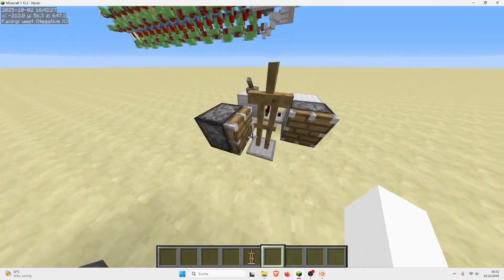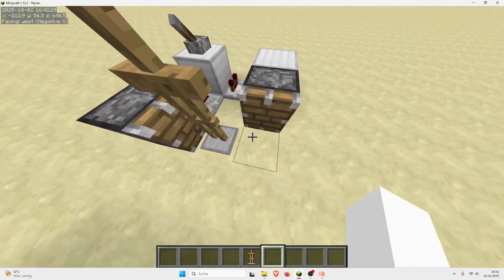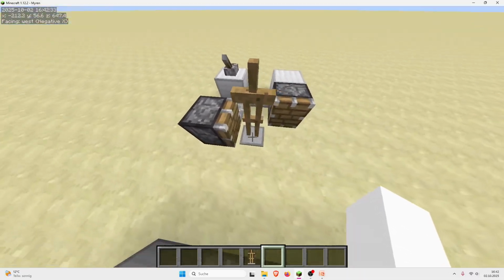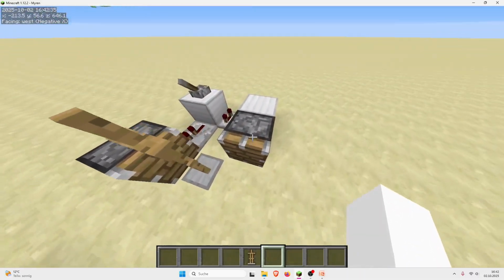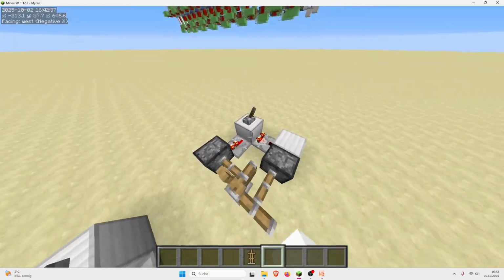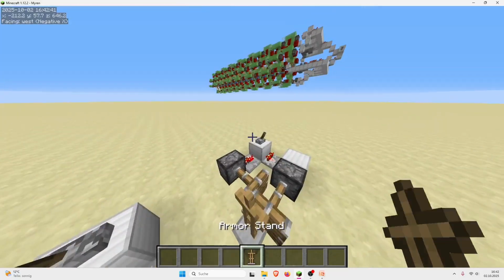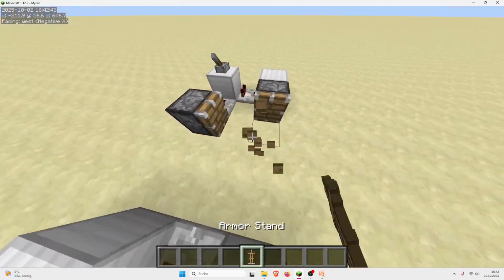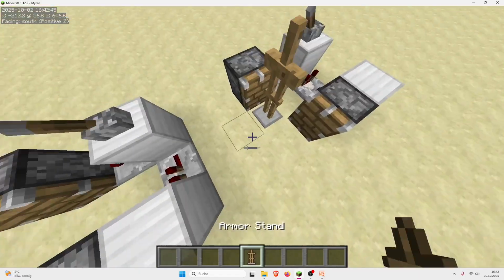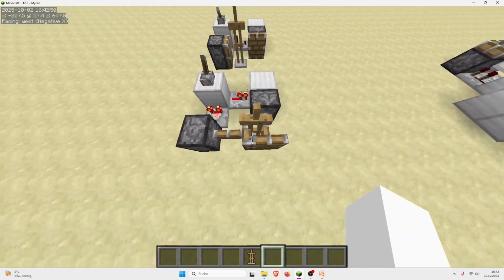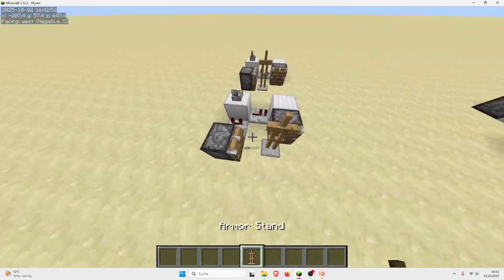Now it is possible to push one entity multiple times in a single game tick. For example, right here I have an armor stand, and this piston pushes the armor stand to the right, and this one pushes this back here. And if I activate them, then both pistons will actually push the armor stand at the same time. Now if you do this, you need to be very careful that you do the update order correctly, because if you do the update order incorrectly, then it can happen that the armor stand gets stuck like this. So what is the difference here?